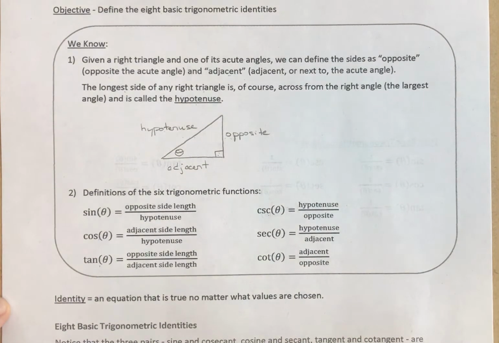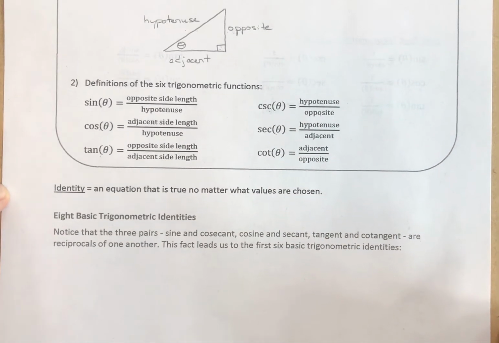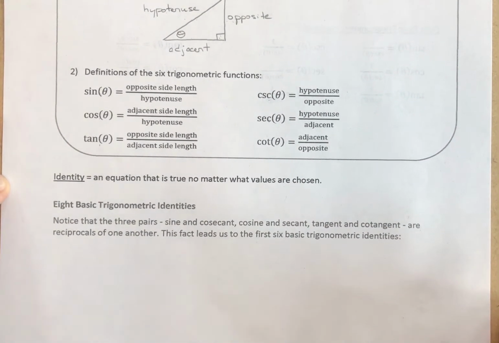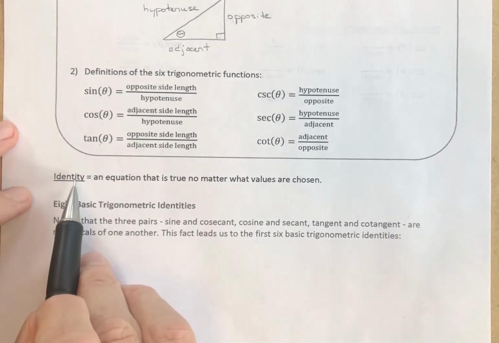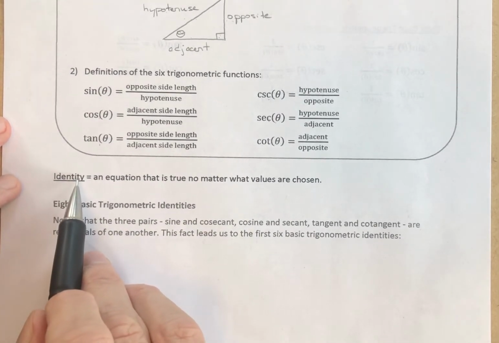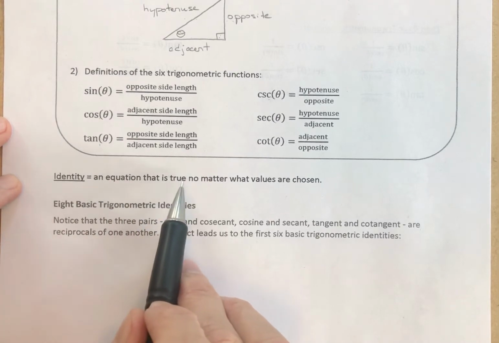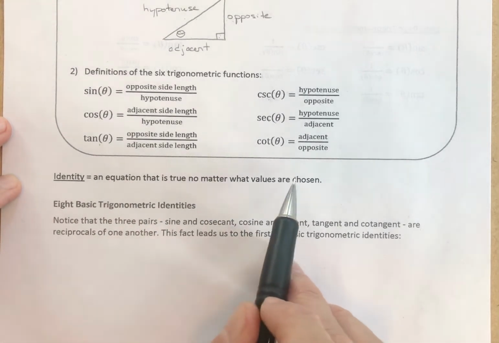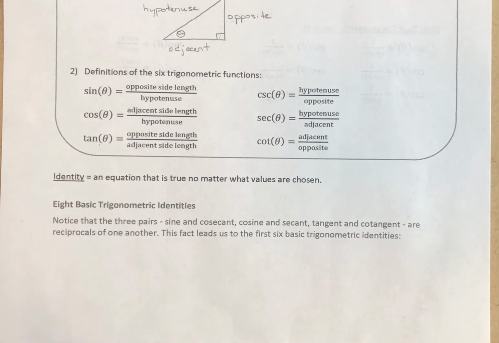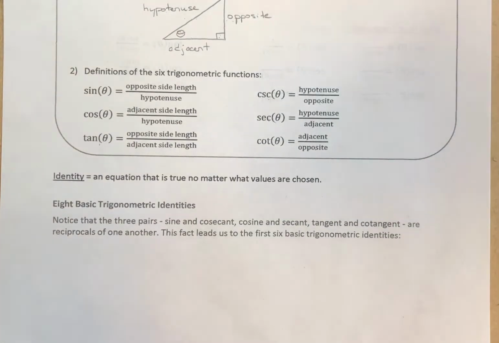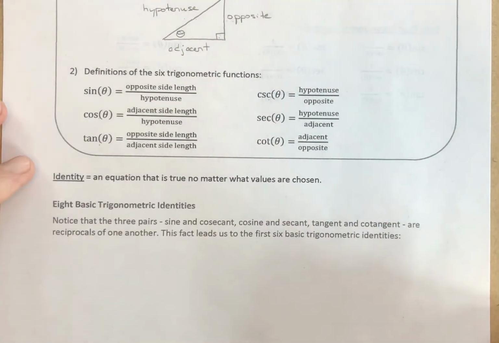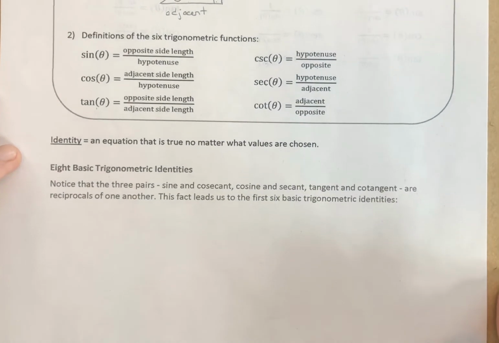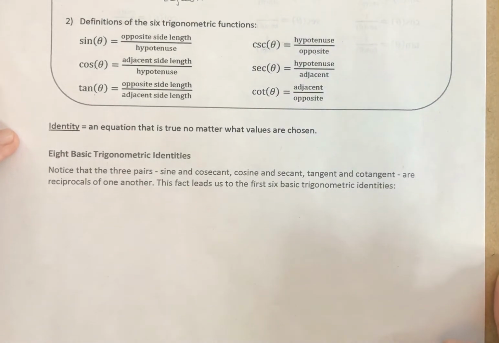Okay, let's get into our objective here. We want to talk about these trigonometric identities, but first let's define what an identity is in mathematics. An identity is an equation that is true no matter what values are chosen. So the left side equals the right side, no matter what you have for values. Of course, we want to keep in mind that we're not going to be dividing by 0 and things like that. Okay, so the 8 basic trig identities.